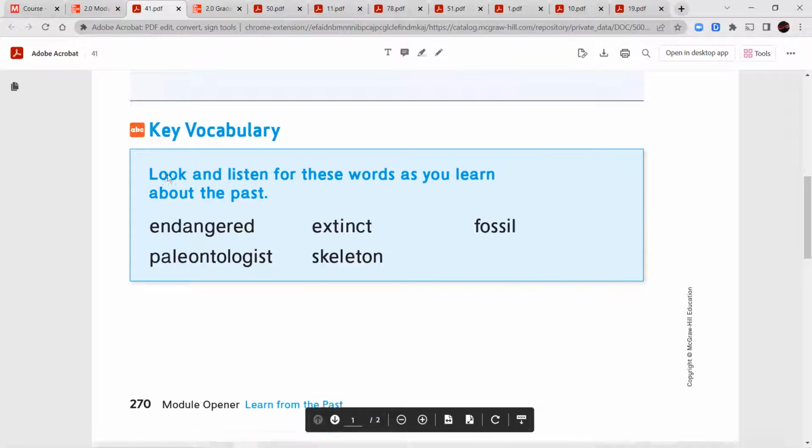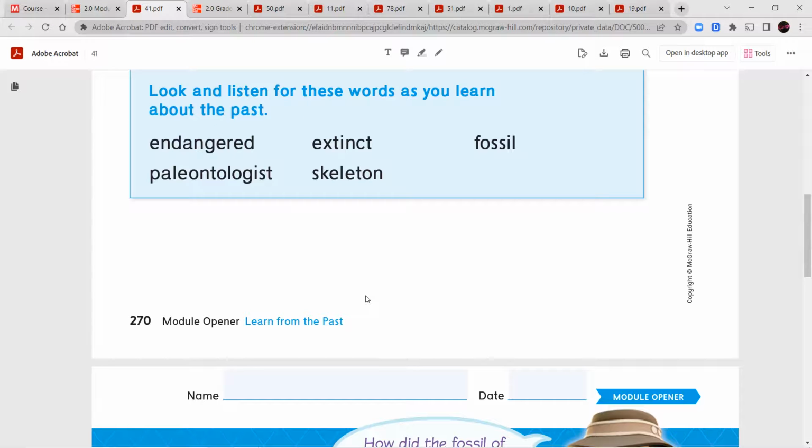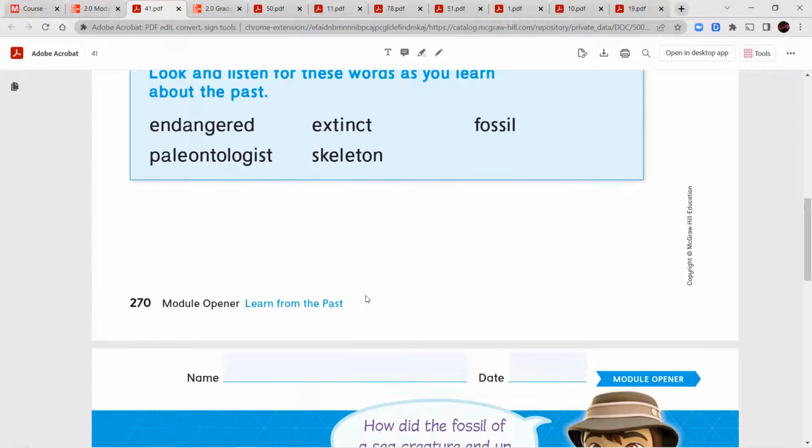Once you've completed that, I want you to take a look at these vocabulary words. So these are going to be the vocabulary words you're going to come across throughout this module. Take a minute to try and guess what you think they mean, or if you already know what some of them mean. Take a look at any word parts in it that you might recognize.